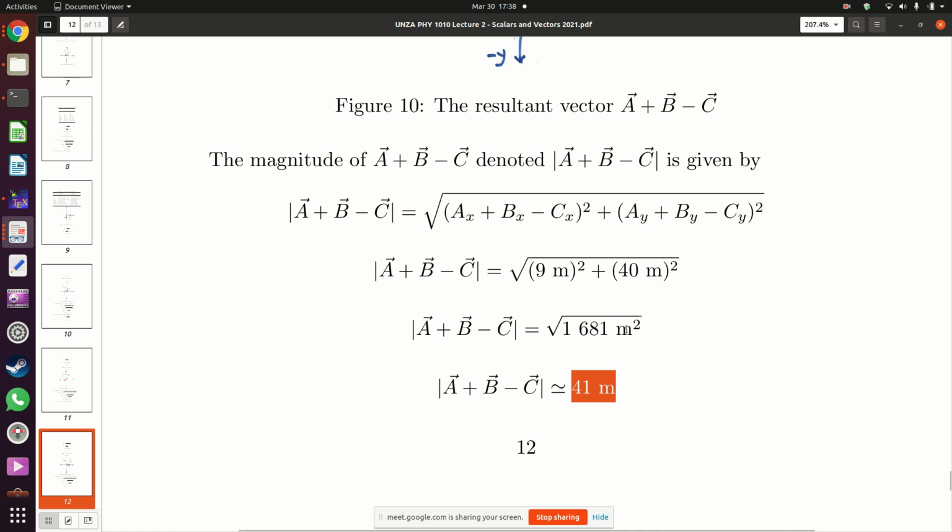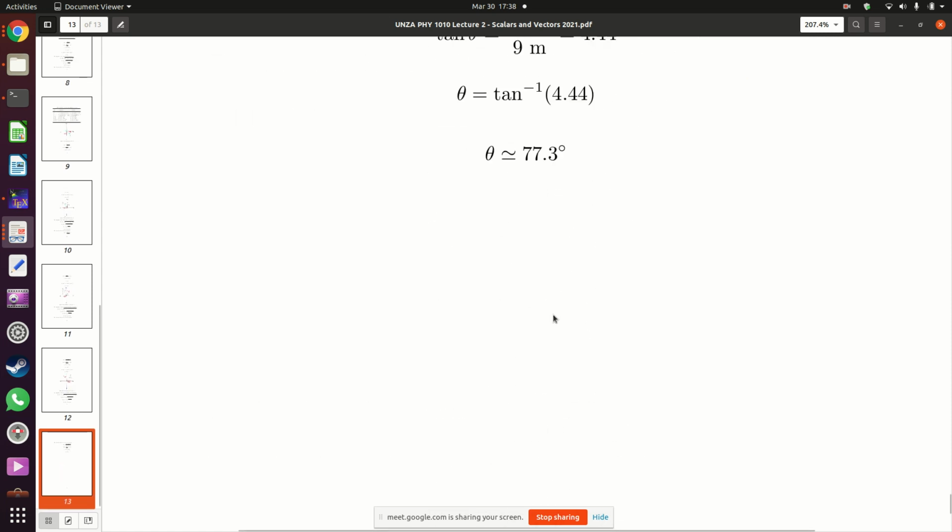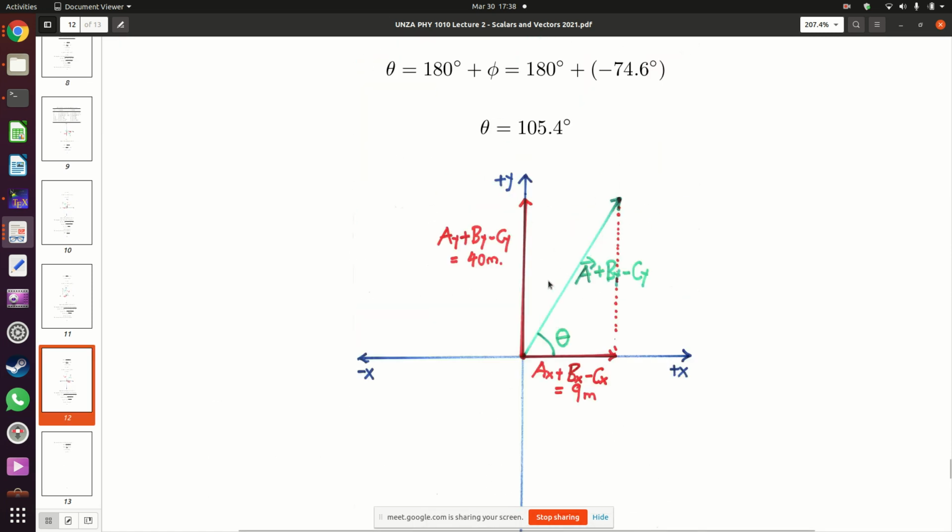When you plot these components on the x and y planes, the x component of A plus B minus C is 9 meters along the x-axis and 40 meters along the y-axis. When you do that plot, what you end up with is this. AX plus BX minus CX, 9 meters along the x-axis. If it's positive, it lies along the x-axis like this, pointing in this direction. Then the y component, AY plus BY minus CY, it's positive, so it lies along that direction, like that.